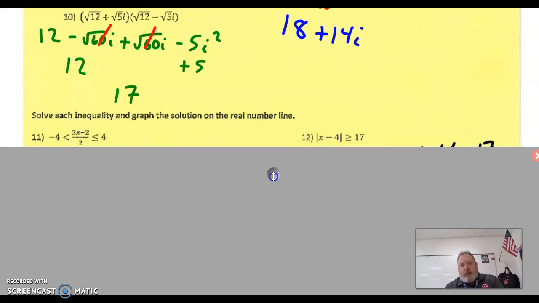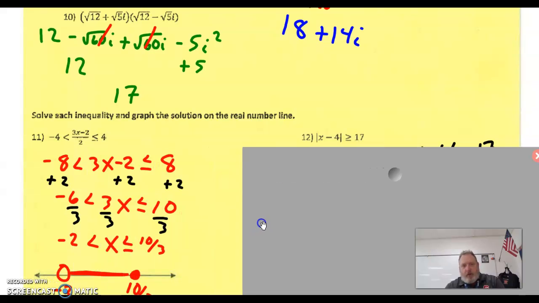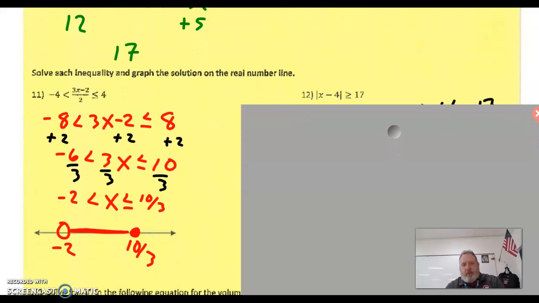Solve each inequality. So this first one, we got a compound inequality. You could break it into 2 separate ones, but it's probably easier to break it into 2 separate ones and add 2 and divide. So bottom line, when you do that, we get x greater than negative 2 and less than or equal to 10/3. So that is a bounded interval. You can see open circle here, closed circle there.